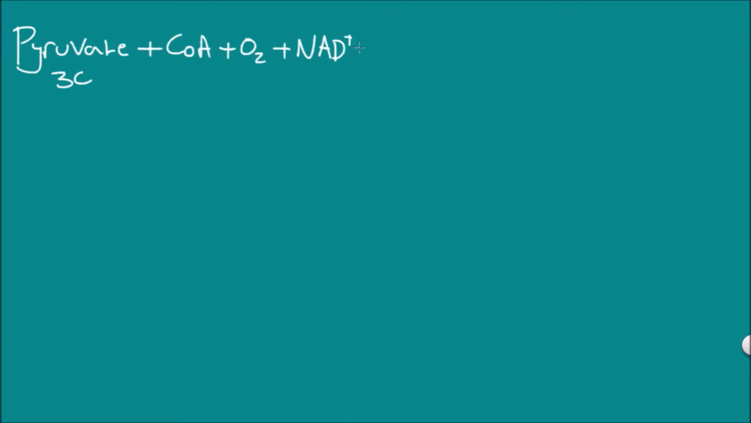So, going into the link reaction, we're going to be starting with our molecule of pyruvate, 3 carbon. That's going to react with a molecule of coenzyme A. There will also be some oxygen involved, so pop some O2 in there. And another molecule of NAD being our proton carrier. These will react and pyruvate will acylate the coenzyme A to produce acetyl coenzyme A.